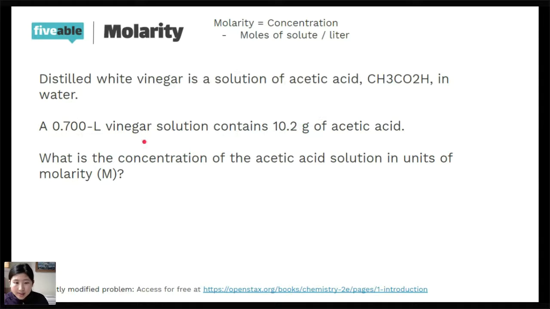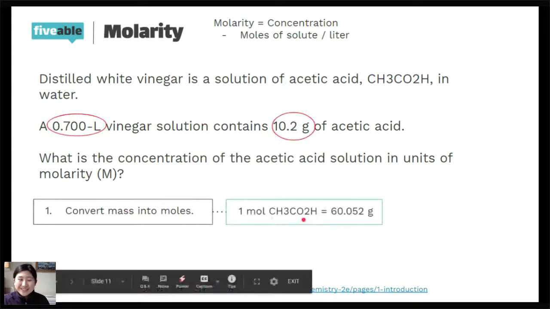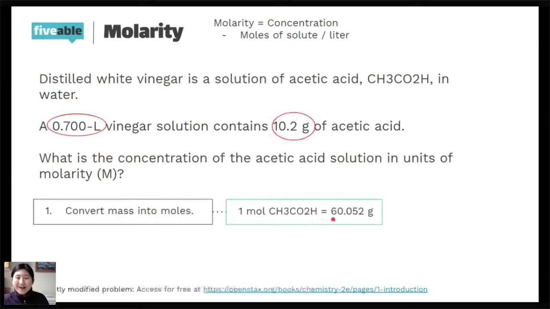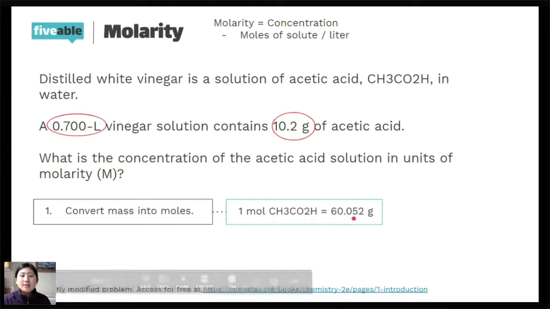Let me see. Yeah, so we're first going to circle the volume, and also circle the grams of acetic acid. The first step is we're going to convert the mass into moles. And 1 mole of acetic acid, I'm not going to read this chemical formula, is equal to, I did a calculation for you guys, 60.052 grams.